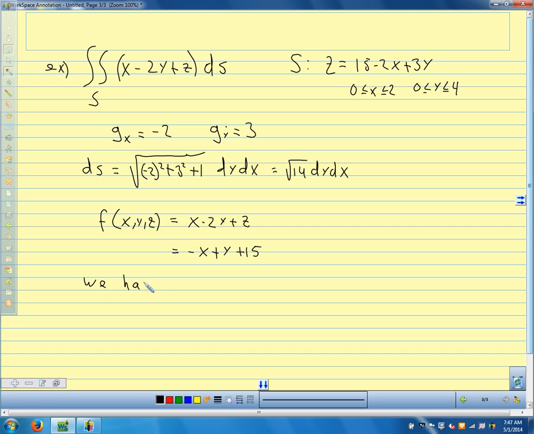So our integral, nice easy integral for this first one. We have the integral from 0 to 4, the integral from 0 to 2 of minus x plus y plus 15 times the square root of 14 dy dx. Nice easy evaluation, a double integral. This is not a tough double integral to evaluate at all. When we evaluate this, we get 128 times the square root of 14.